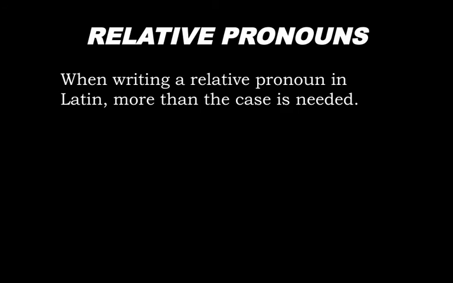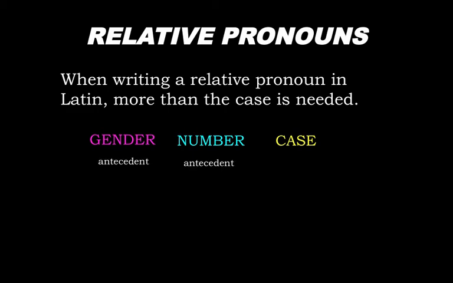When writing a Latin relative pronoun, we are going to need to know more than just the case to indicate which form we're going to use. We also need to include gender, number, and case. Now, each of these aspects is determined by something. Gender and number is based upon what the antecedent is. So if your antecedent is man, then you know your gender is masculine, your number is singular. However, case, as we saw in the beginning, is determined by its function in the relative clause or that subordinate clause.